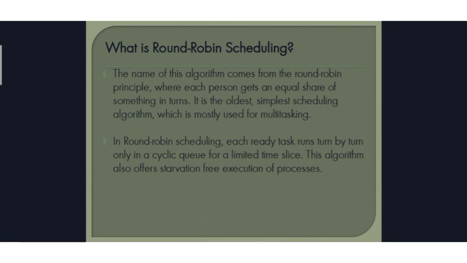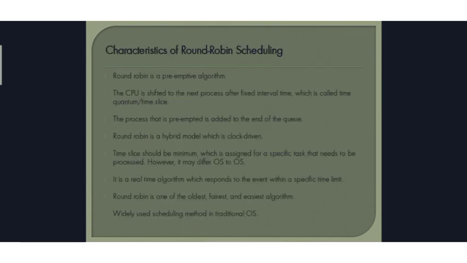In round-robin scheduling, each ready task runs turn by turn only in a cyclic queue for a limited time slice or time quantum. So all the tasks are assigned in a circular manner so that every task runs turn by turn for a limited amount of time, say 2 microseconds. This algorithm also offers starvation-free execution of processes. Starvation is when a low priority program is requesting a system resource, but it isn't able to be executed because a higher priority program is utilizing that resource. So that is starvation.